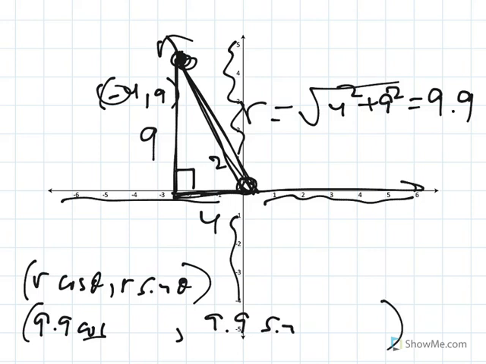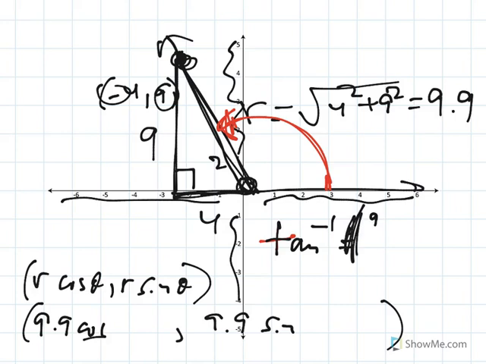Now this angle, which actually goes from here all the way to there, is going to be between 90 and 180. Now if I do tan inverse of y over x, which is 9, tan inverse of 9 over 4. I'm not going to do 9 over negative 4. I'm going to use positives always, so 9 over 4. And I get 66 degrees.